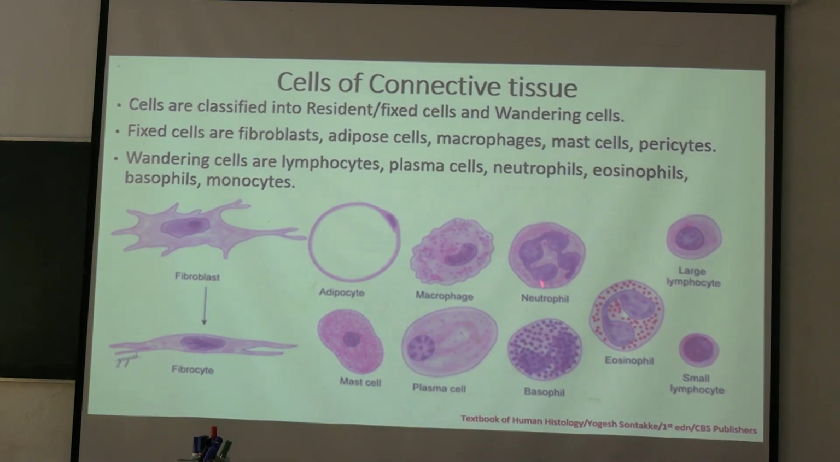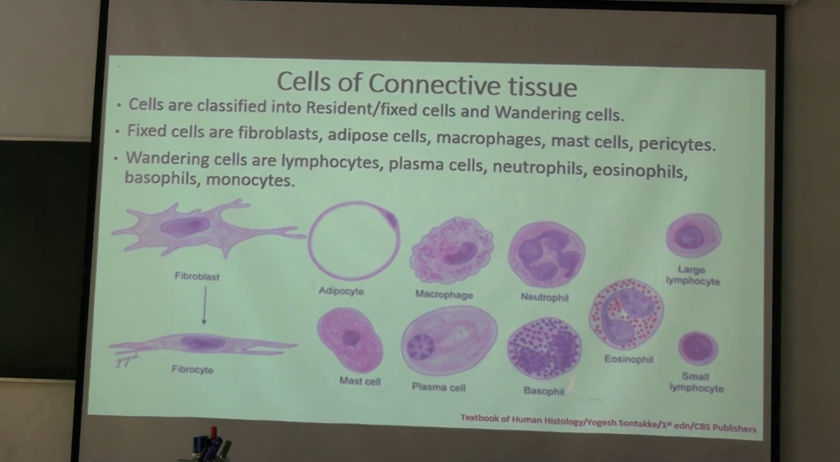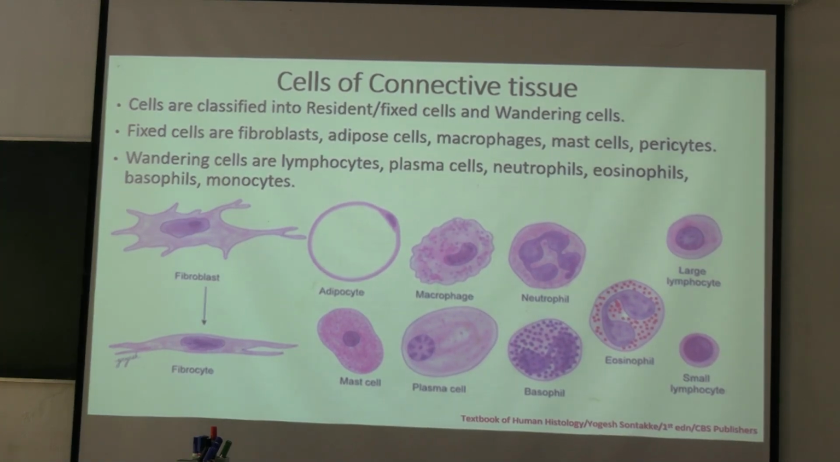So you can see the schematic picture. These schematic pictures you have to draw in your histology practical. Okay. So this is one fibroblast. Fibroblast has oval nuclei, and these cytoplasmic projections are present. And when it gets matured, fibroblast can divide. When it gets matured, it will develop into fibrocyte like this.